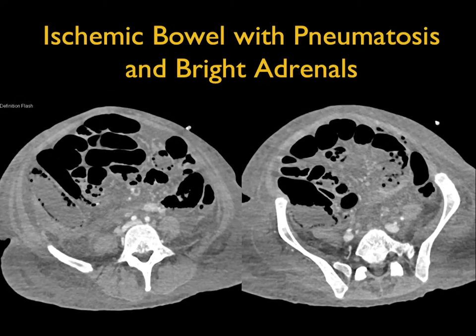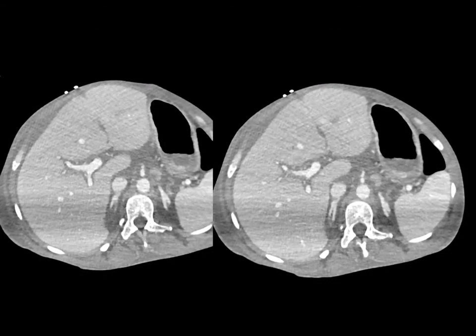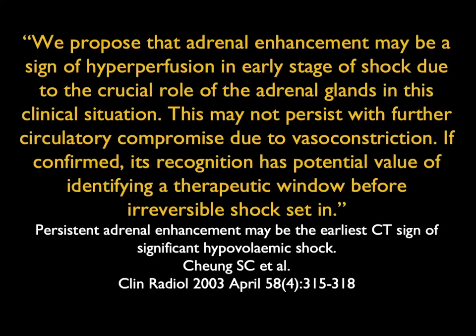Or another example here, a patient with abdominal pain, pneumatosis, ischemic bowel, and when you scanned higher, we know the patient's going to be very problematic if they have ischemic bowel with pneumatosis, but the adrenals really tell you we have a real problem. And there have been several articles about this.